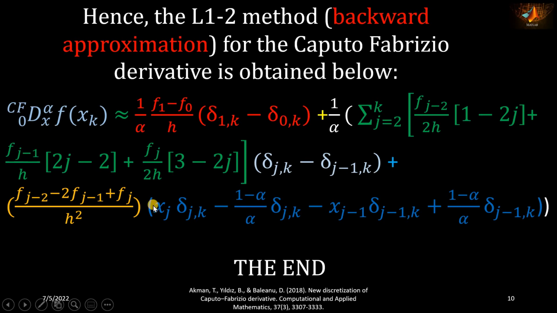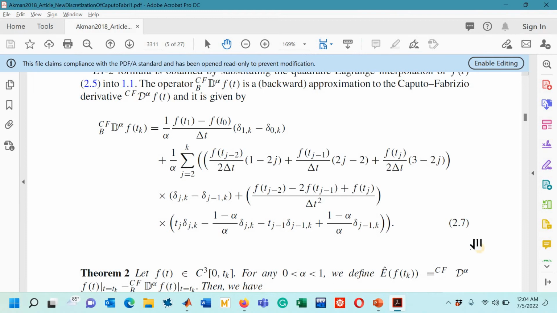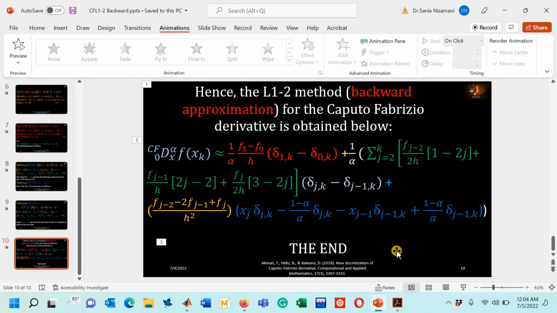Now compare this final obtained scheme with the scheme that has been given in the research paper. You will find no difference. Let me show you the research paper as well. The scheme in the research paper is 2.7, exactly the same scheme we have obtained after this derivation.